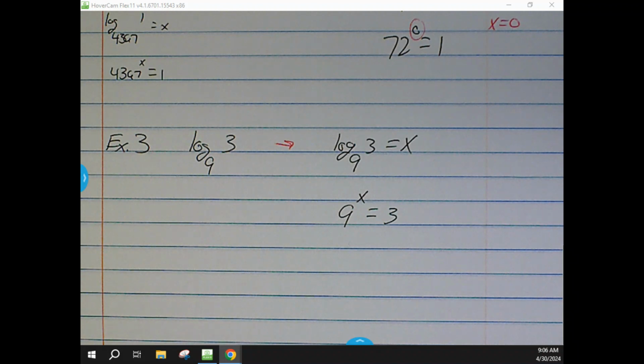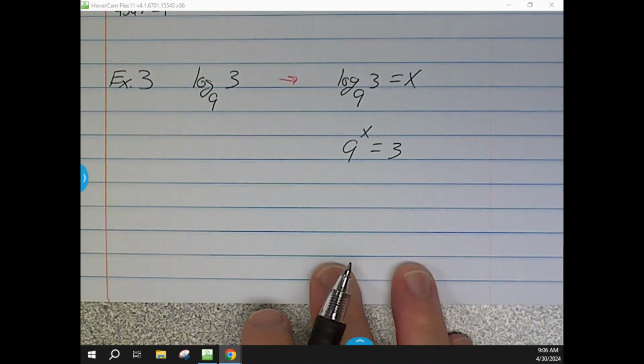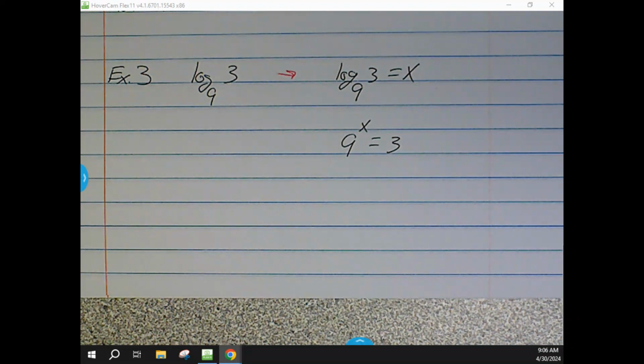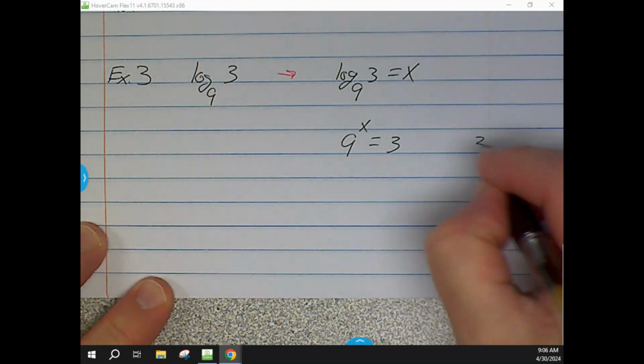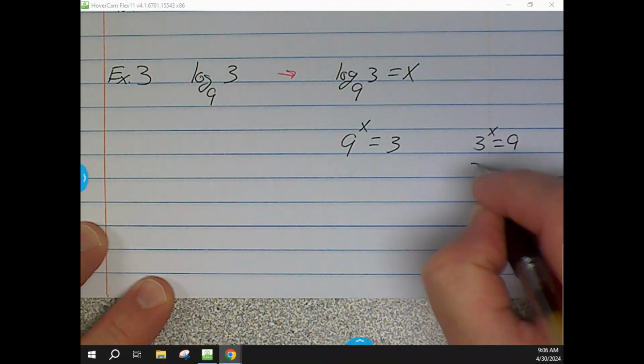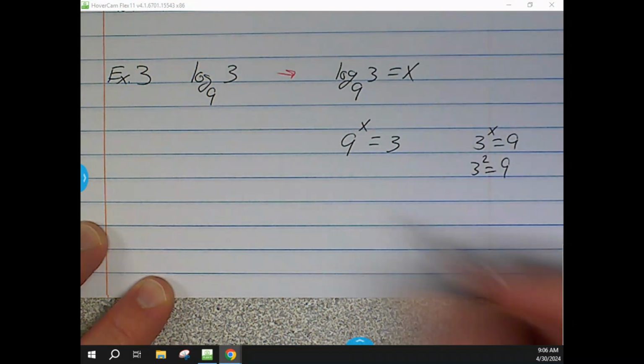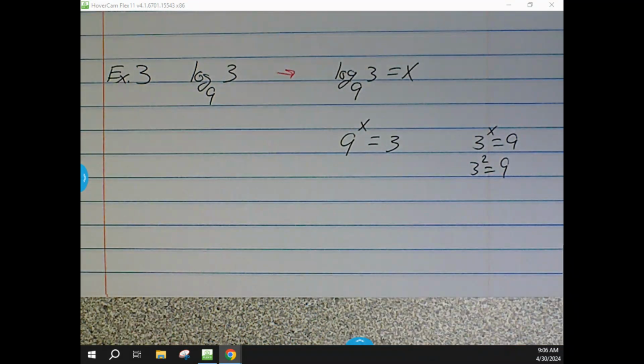Okay. So this is the part that makes you go, hmm, just a little bit. Because on this one, if it was 3 to the x power equals 9, we know that would be 3 squared, right? So we know x would equal 2. But it's going the other way. Would be negative? Close. So what could we do to 9 that would get us 3? What power, what operation?